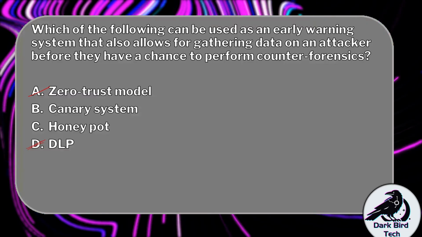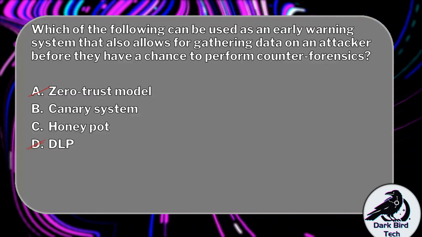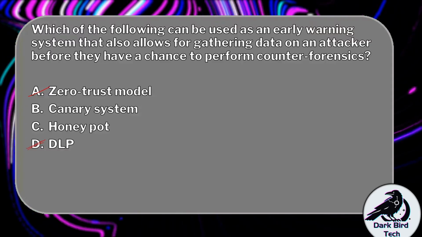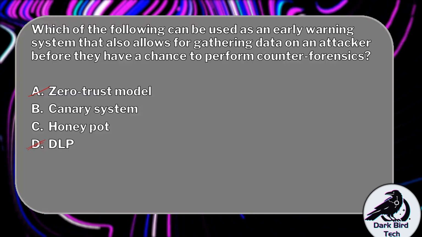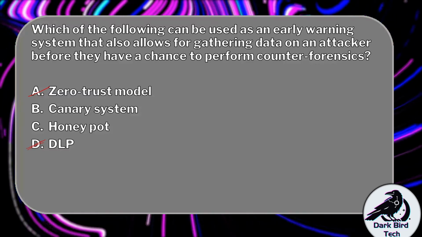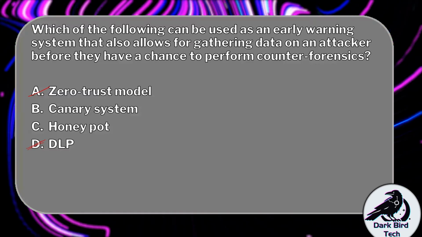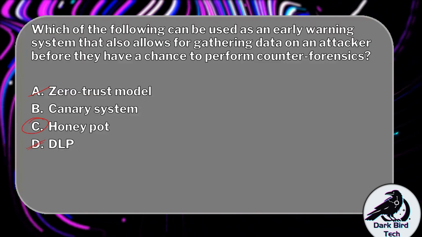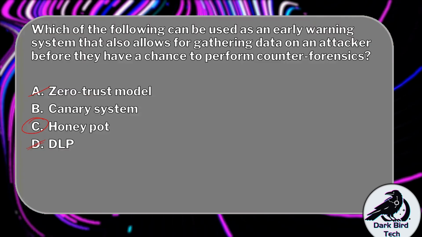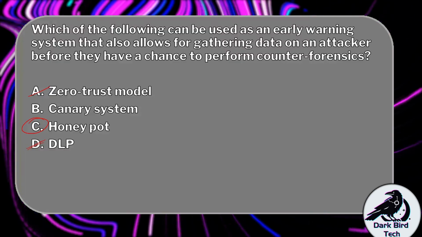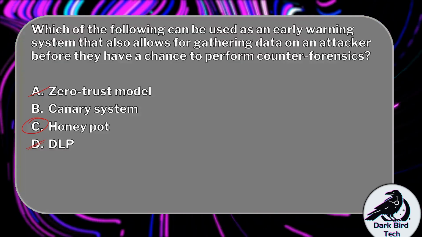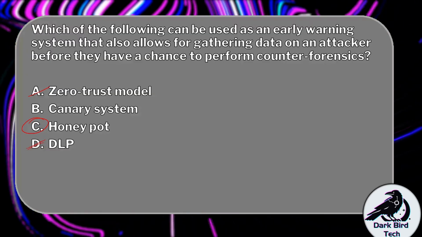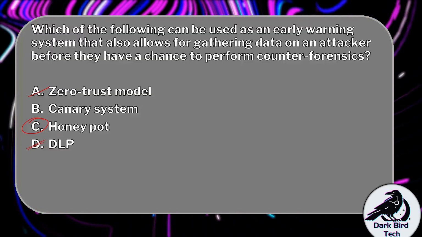But a honeypot, on the other hand, would stay online and would allow us to monitor, log, and record what the attacker is up to before they have a chance to try and cover their tracks with counter forensic techniques. So because the honeypot is meant to stay online, I'm going to go with that. Mainly because the Canary could definitely give us an early warning, probably even better than the honeypot would, but it will not stay online and therefore not give us an opportunity to gather information and evidence on the attacker. So we're going to go with the honeypot there.